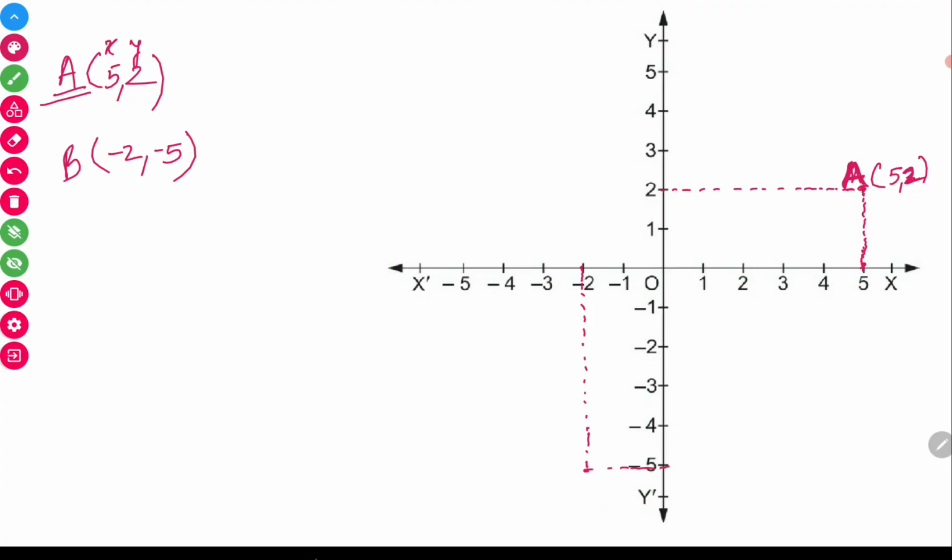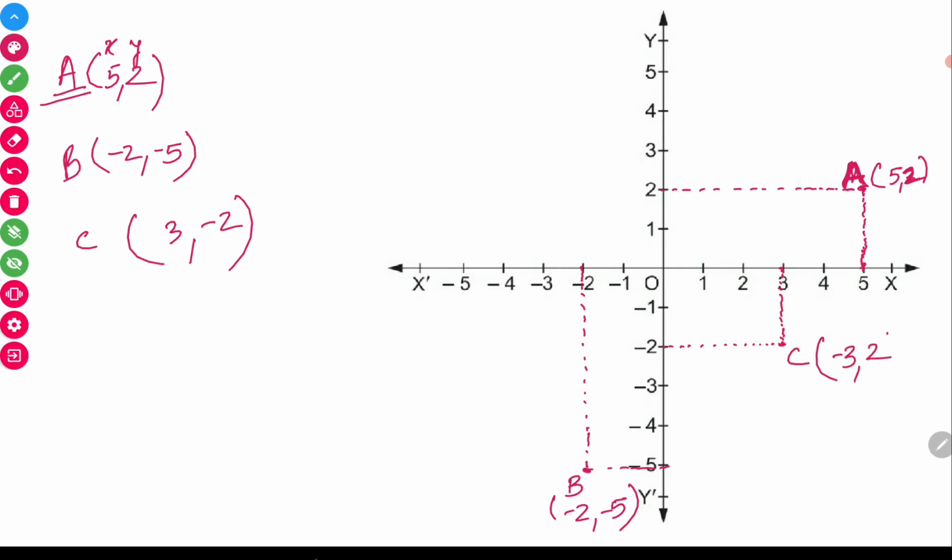So this point is B and the coordinates are -2 and -5. Suppose there is a point C which is 3, -2. So x is what? 3. And y is what? -2 on the y axis. So this point is C and the coordinates are 3, -2. Okay? Understood?